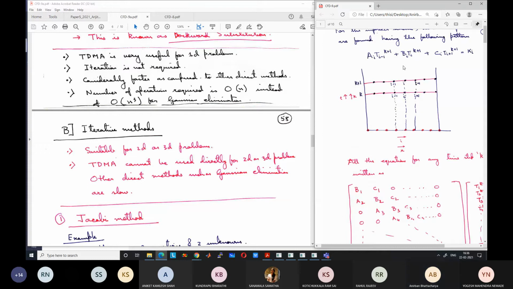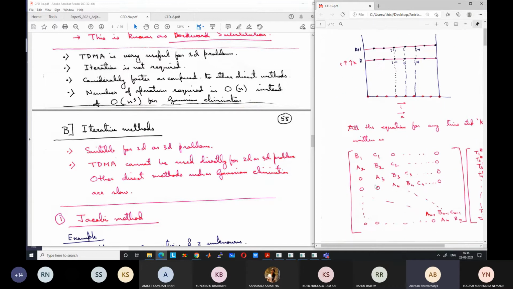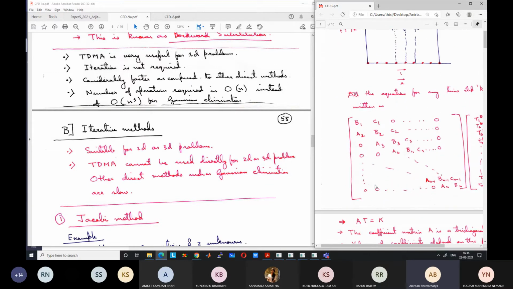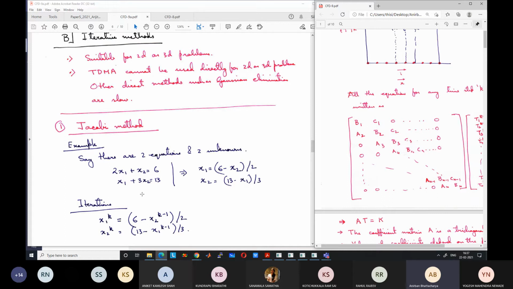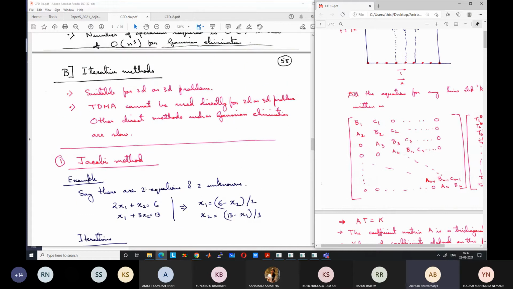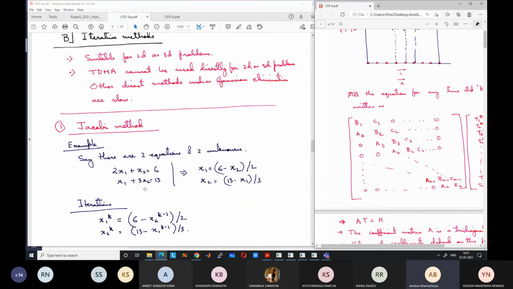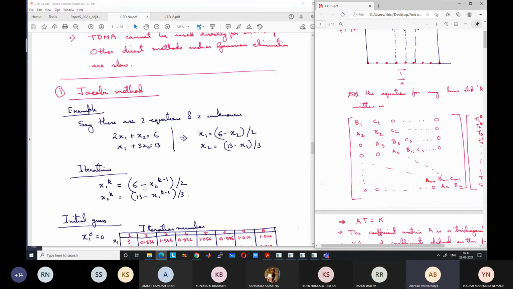So if there are 5 terms, it becomes a pentadiagonal matrix instead of a tridiagonal matrix. We cannot use the tridiagonal matrix algorithm because that is only valid for a tridiagonal matrix. We can use somewhat more efficient methods, but TDMA is not possible. So TDMA cannot be used, and other direct methods such as Gaussian elimination are painfully slow, extremely slow. So we need to use some iterative methods. Let us see some of these iterative methods in a simpler form.